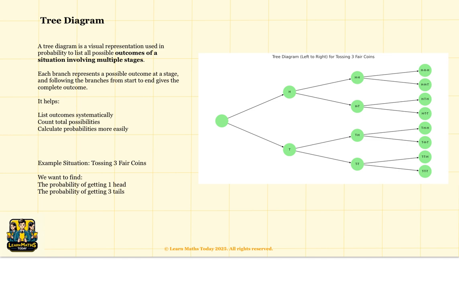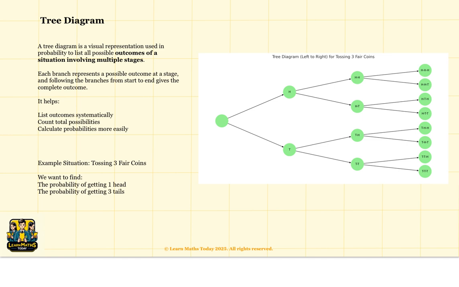Why do we want to use a tree diagram? It's because a tree diagram helps us to list all the outcomes systematically, count the total number of possibilities, and help us to calculate probability more easily and clearly.